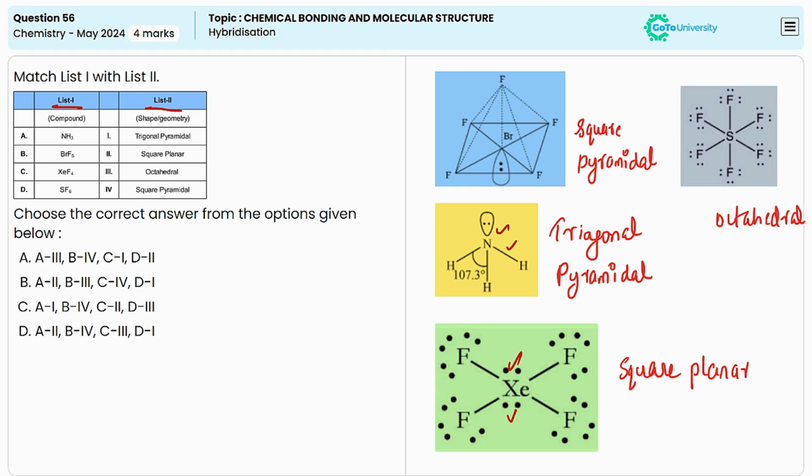And the last one is SF6. Here sulfur has 6 electrons in the last shell. All the 6 electrons are utilized to make bonds with fluorine atoms. And the geometry is octahedral because there are no lone pairs. So bond pair repulsion is giving the octahedral geometry. So from these options we could see that option C is the correct one.